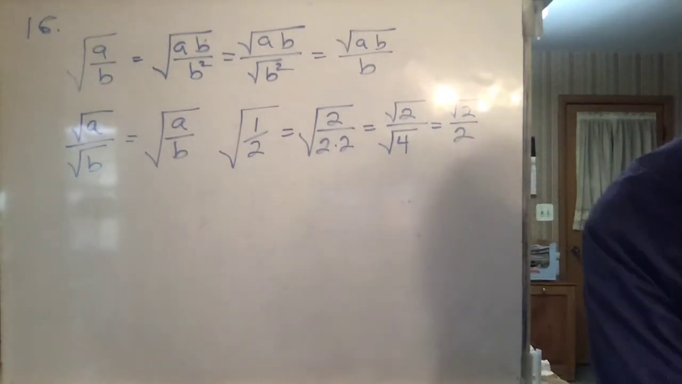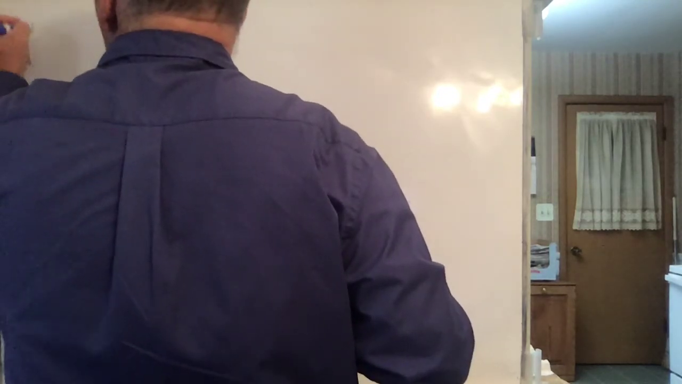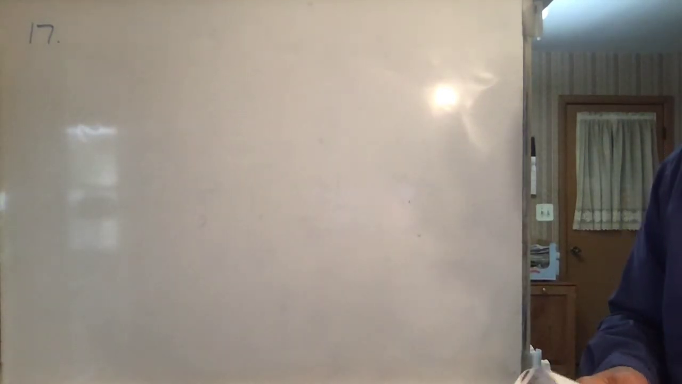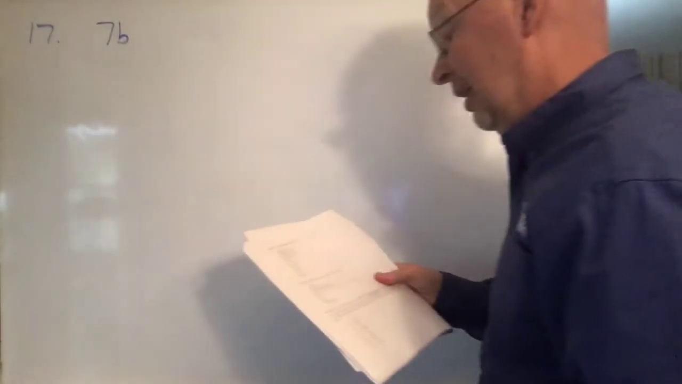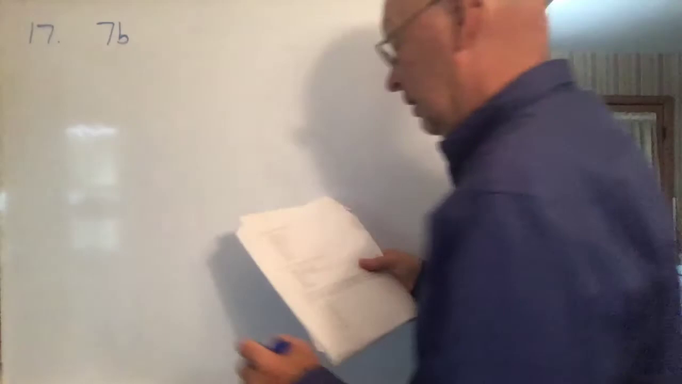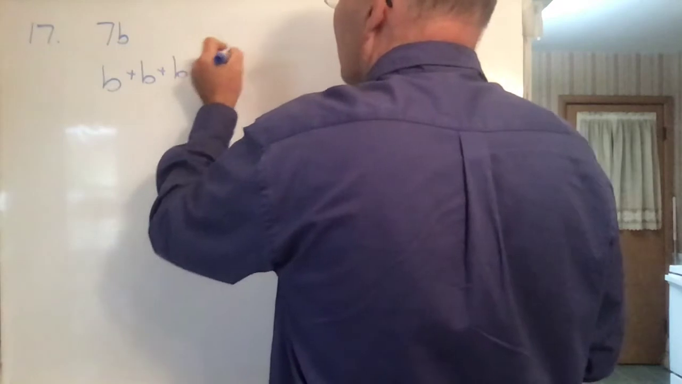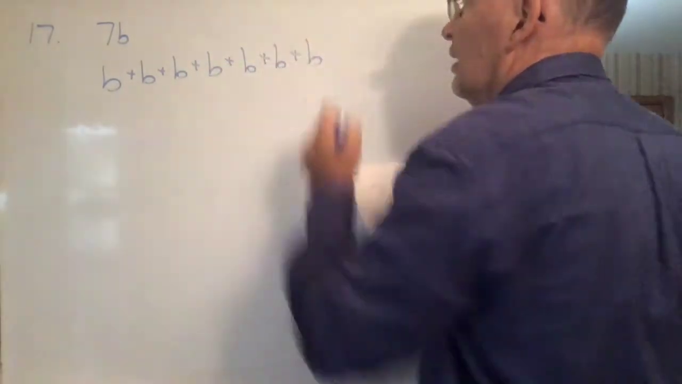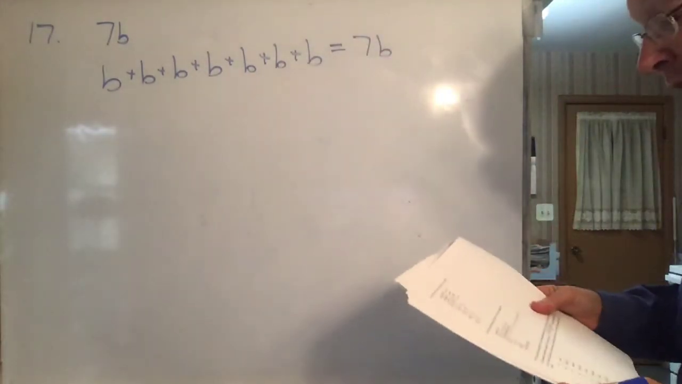Okay, number 17. Number 17 says, which of the following is equal to 7b? Well, let's see. I think you have here b plus b plus b plus b plus b plus b plus b, and you have 7 of those, so you have 7b. So that is correct right off the bat.